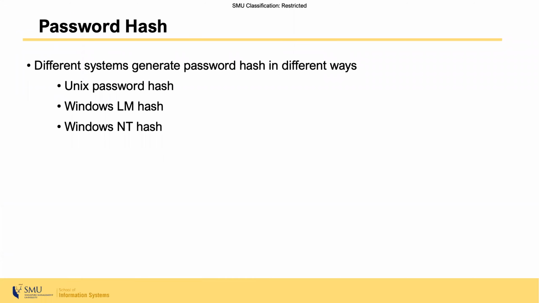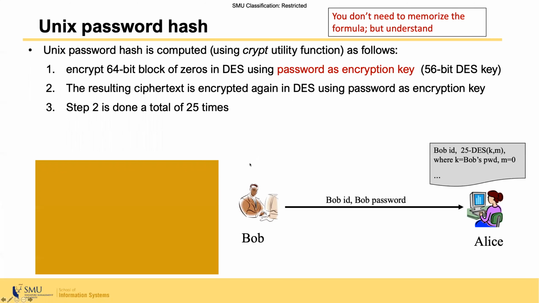Since there are different kinds of operating systems, there are different ways of generating password hashes. In this lesson, we will look at how the Unix operating system computes the hash of your password and how Windows systems compute the hash of the password. In Windows systems, there are two kinds of password hash scheme, LM hash and NT hash. LM hash is old and NT hash is new. We will first look at the Unix password hash.